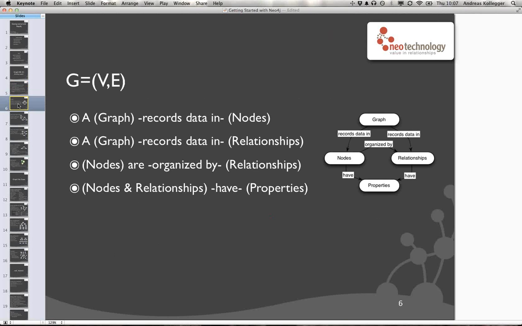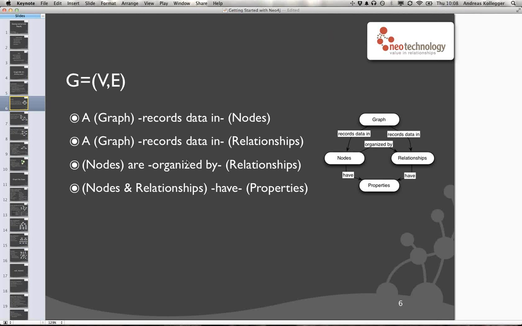Okay. So we're going to move into some of the details about technically what actually is a graph. Again, this is slightly academic, but in the computer science world, what we mean by graphs is that a graph is defined as a set of vertexes and edges, where edges are just a connection between two vertexes. Okay?